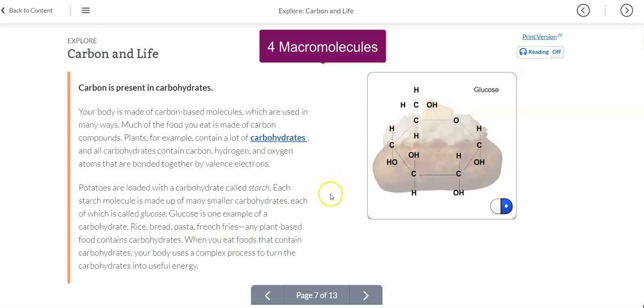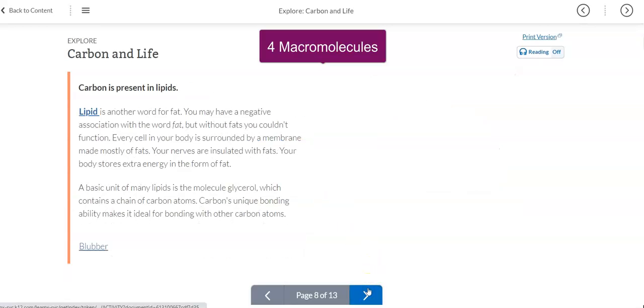Potatoes are loaded with carbohydrates called starch. Each starch molecule is made up of many smaller carbohydrates, each of which is called glucose. Glucose is one example of a carbohydrate. Rice, bread, pasta, French fries, any plant-based food contains carbohydrates. When you eat foods that contain carbohydrates, your body uses a complex process to turn the carbohydrates into useful energy.